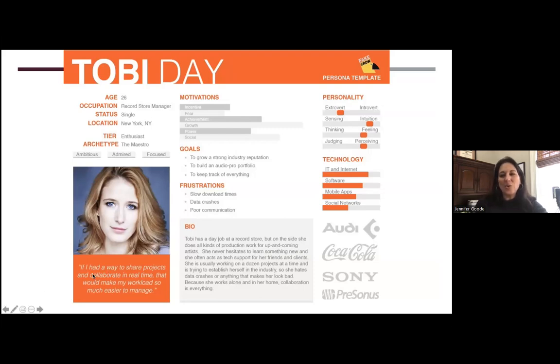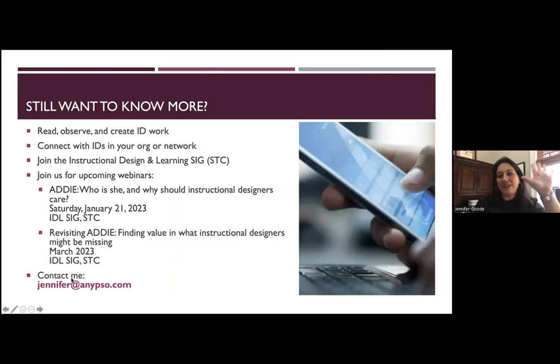All right, so I'm going to bring you, like I said, 5 exercises next time. If you still want to know more, again, we gave 3 steps today: read, observe, and create IDE work. I gave you an example of something you could create today. You can read those books I mentioned, observe some things that are going on, go to training, read the manuals, see what people are doing, what's working, what's not. Definitely reach out, connect with instructional designers in your org or your network, join the IDL SIG. It's fabulous. Fabulous people in it.